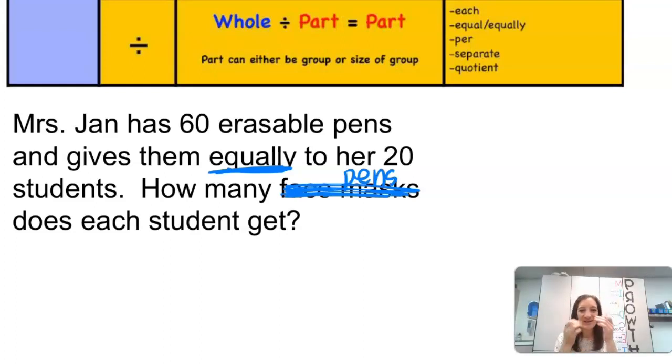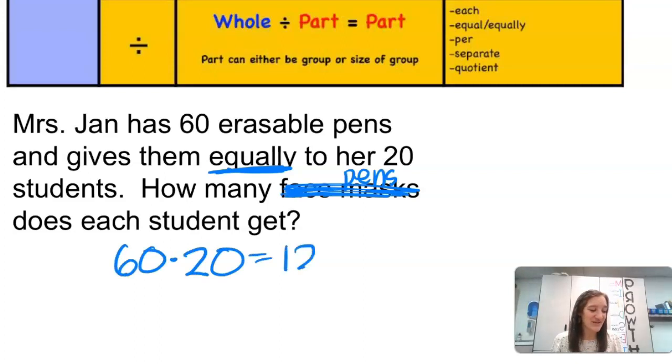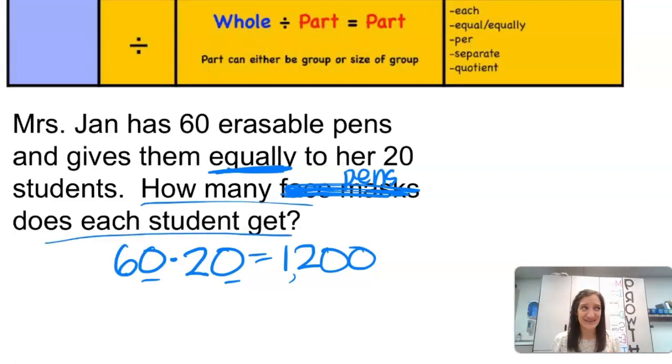So if I'm like, well, it says equally and each person gets the same amount, well, I don't know if that's multiply or divide. Do one or the other. Let's say we're like, ugh, I think it's times. So we times and we get 1,200. Now, does that make sense with what the question was asking? The question is, how many pens does each student get? Does it make sense to say that each student gets 1,200 pens? Absolutely not. She only has 60 pens to begin with. So multiplication is definitely not the right operation to use in this problem.